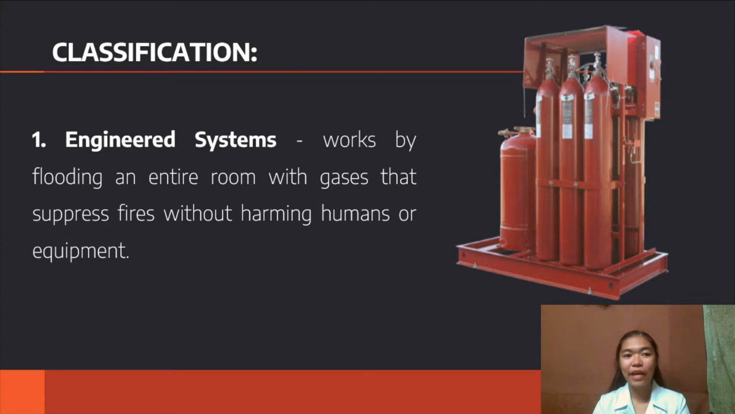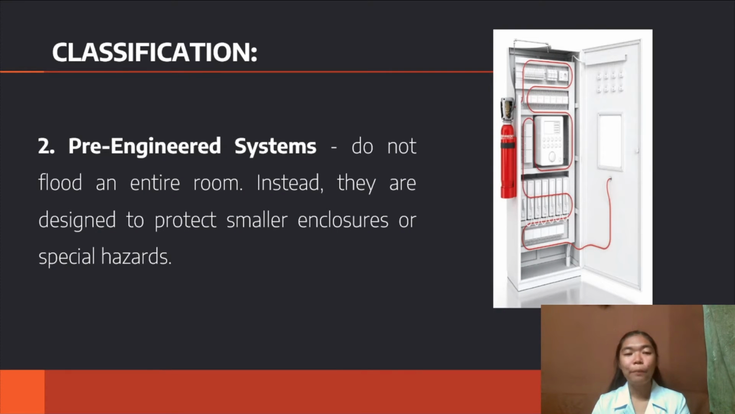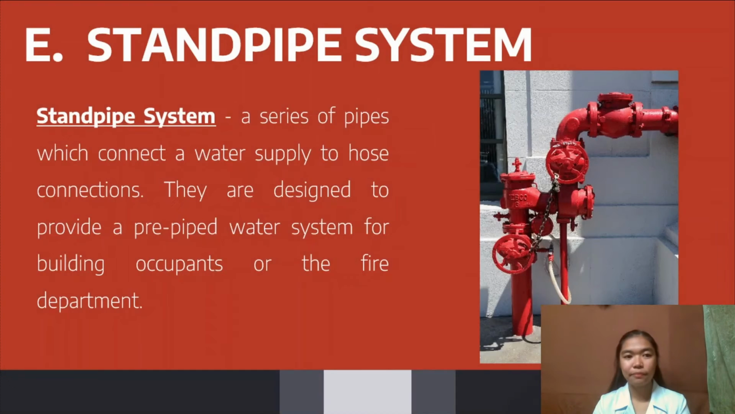These are classified into two types. First is the engineered systems, which work by flooding an entire room with gases that suppress fires without harming humans or equipment. 2. Pre-engineered systems. These systems do not flood an entire room. Instead, they are designed to protect smaller enclosures or special hazards.